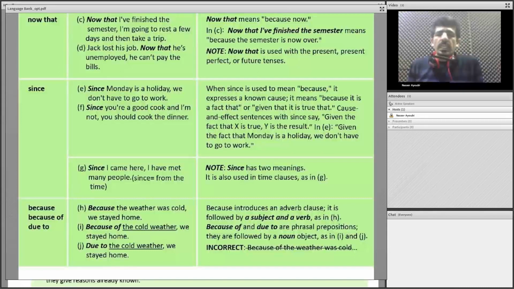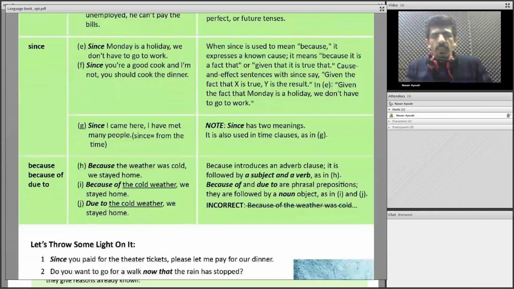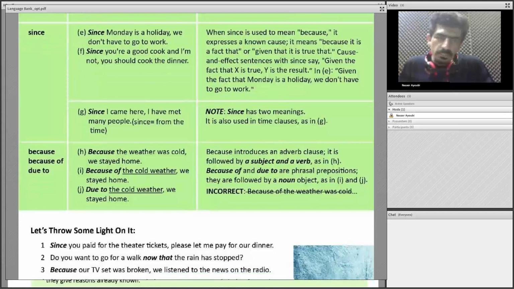In sentence E, given the fact that Monday is a holiday, we don't have to go to work. We can also use the phrase given or given the fact that to talk about reasons. We can also use since in present perfect sentences to provide a time clause or time expression. Since I came here, I have met many people. Since means from the time. So since has two meanings. It is also used in time clauses as in G. You know all about it.